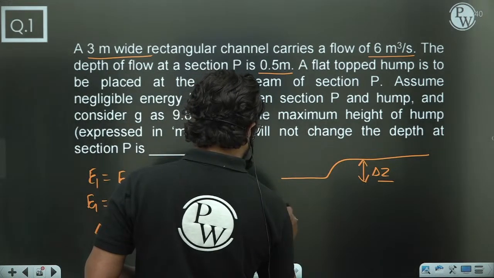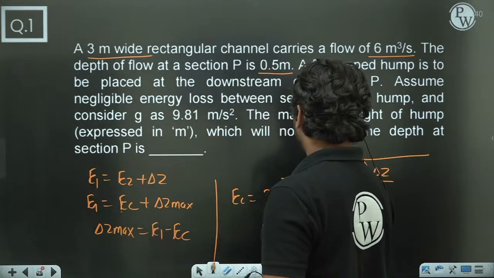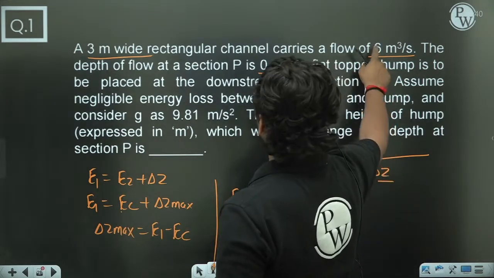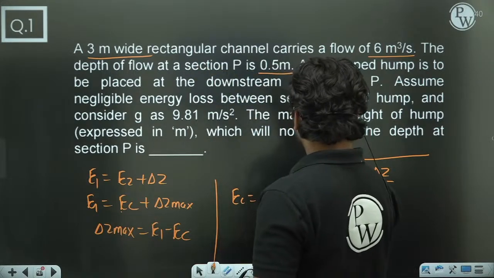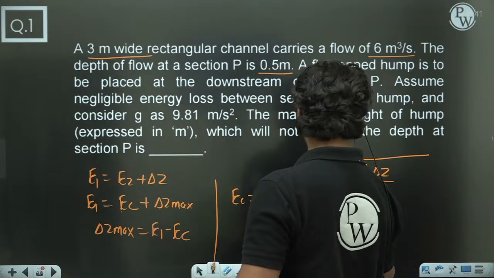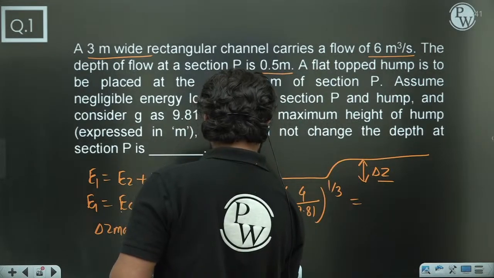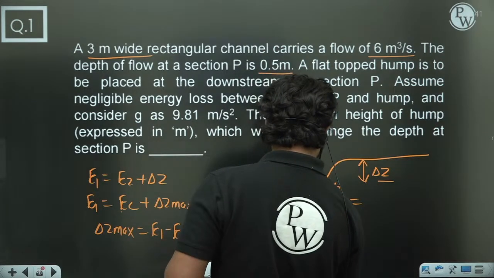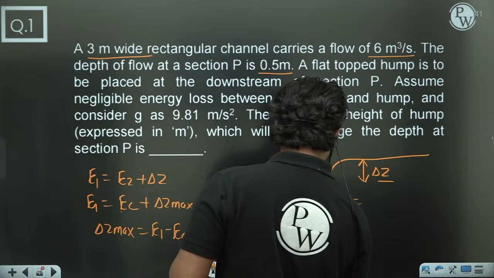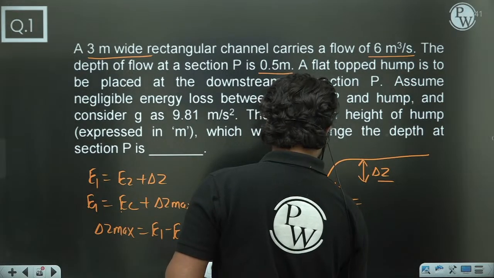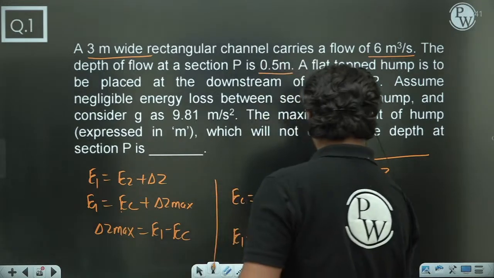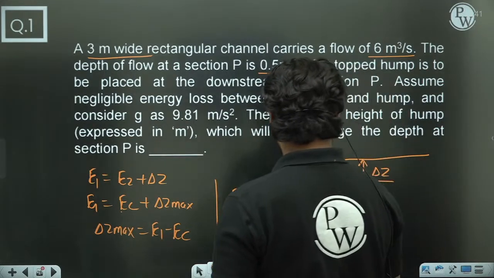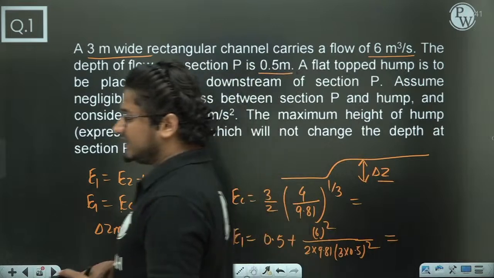Now we can calculate that. EC is 3 by 2 YC, as it is a rectangular section. YC is small q squared upon g to the power 1 by 3. G we have 9.81, small q we have 6 divided by 3, which is 2, 2 squared is 4. You can calculate the EC part. Then E1 will be the initial depth 0.5 plus V squared upon 2g, so 2 into 9.81. V squared, that will be Q squared, so 6 squared divided by 3 into 0.5 whole squared. So E1 and EC, you guys can calculate and tell me.